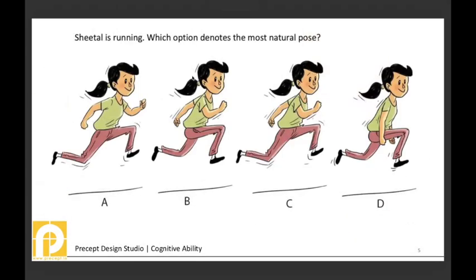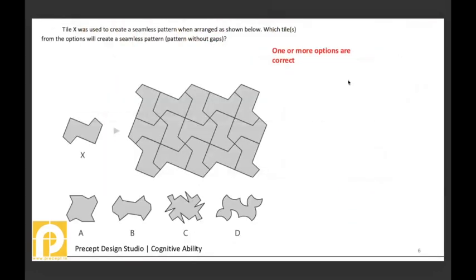Sheetal is running. Which option denotes the most natural pose of a running person? Okay, because when you are running, we always alternate our hands and legs. So when I say alternate, what I mean is if the hand is leading, the leg is at the back. If the leg is leading, the hand is at the back, on the left side or right side. So the correct answer here is option C. We'll move to the next one.